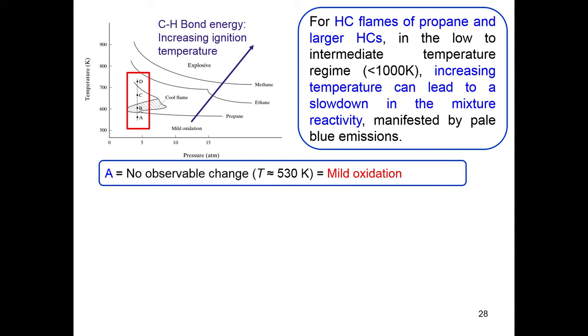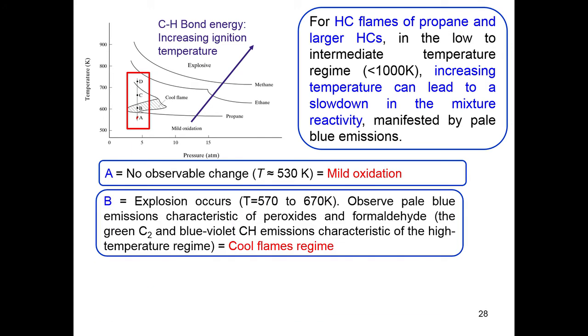Okay. So, if we take a constant pressure and have 5 stations at different increasing temperatures in this regime map, what we see is that at point A there is no observable change in temperature, there is mild oxidation, and this is not relevant for combustion. Then explosion occurs at point B, but it is characterized by this pale blue emission characteristic of peroxides and formaldehyde. The green C2 and the blue-violet CH emission are characteristics of the high temperature regime, and this is called the cool flame regime. Okay.